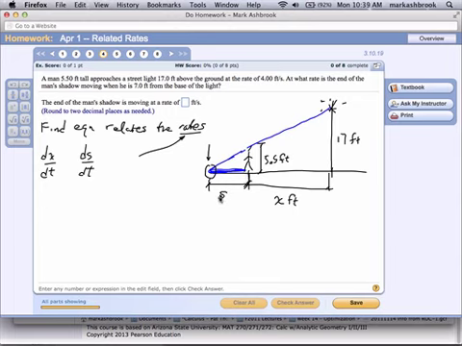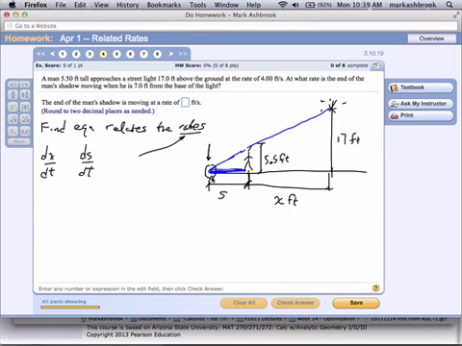Okay. So what is the answer? What rate is the answer to this question? Meaning, at what rate is the end of the man's shadow moving? So that point right there. dx/dt plus ds/dt. He wants to add these two together. If we add these two together, will we get how fast that point is moving? Yeah, because it would be how fast the man's moving plus how fast the shadow length is changing. Together would result in how fast that point moves.